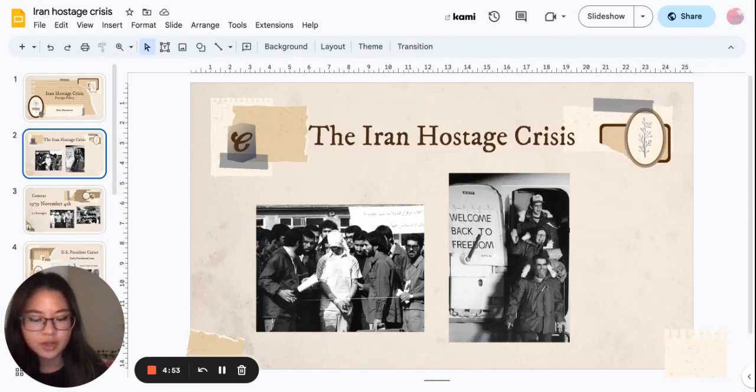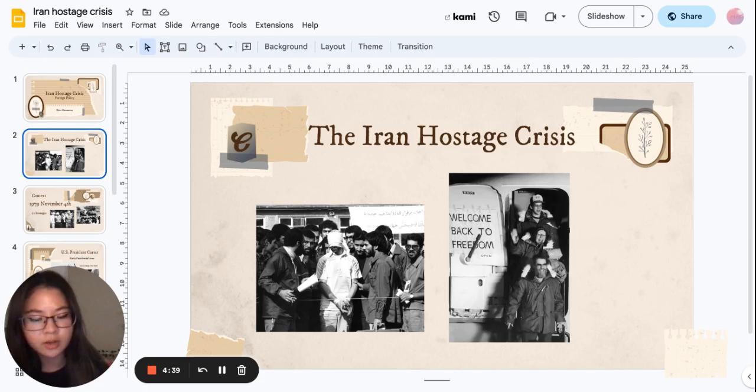The Iran hostage crisis took place when Iranian students or militants took American diplomats and citizens as hostages. During the crisis, Iranians took control of the U.S. Embassy in Tehran, which is the capital of Iran.